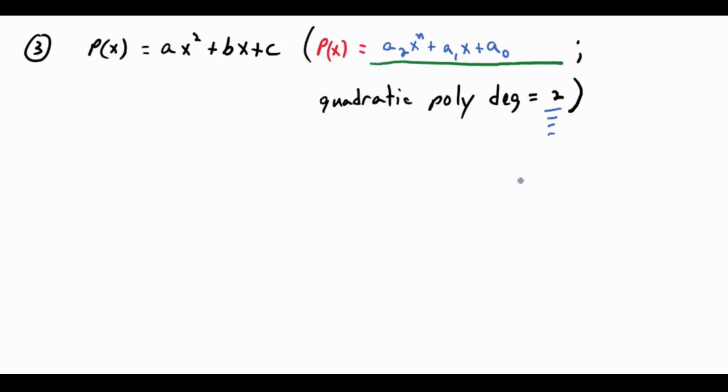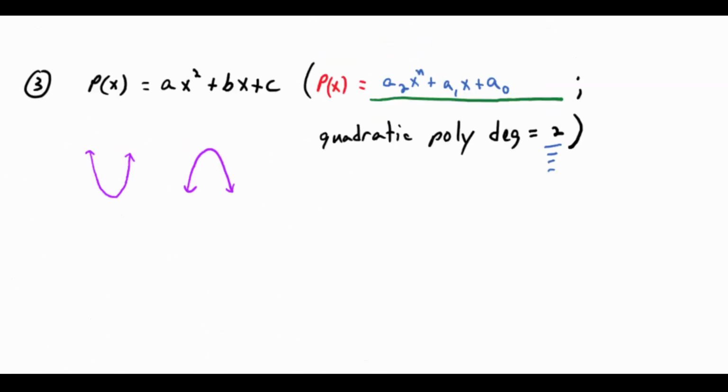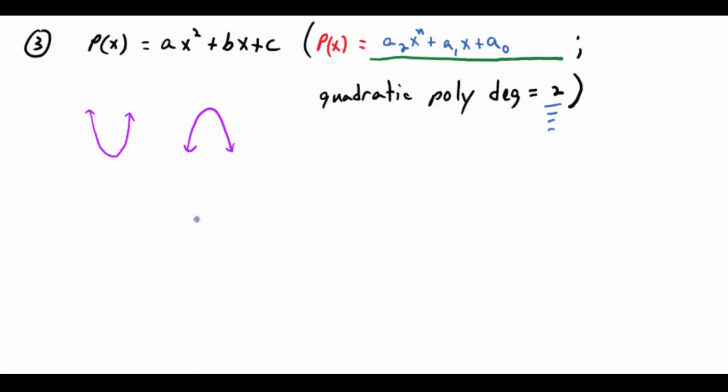What is a quadratic polynomial graph to look like? It's either a smiley face, right, a parabola opening up, or a parabola opening down. We've already reviewed that a little bit this semester, right? And you might see a cubic also. How would you write a cubic?